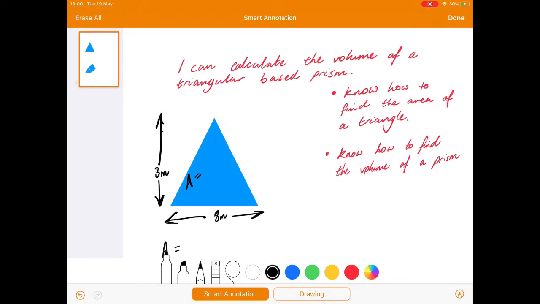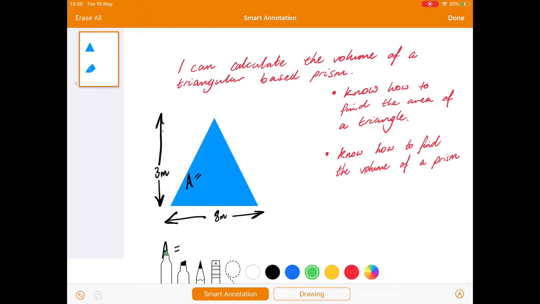Okay guys, so we're just going to work out how we can calculate the volume of a triangular based prism. This is actually just a little bit more difficult, taking us on to the next stage from the task you just started. So first off, we're going to know how to find that triangular based prism's volume. To do that, we need to know how to find the area of a triangle, and then we need to know how to find the volume of a prism.